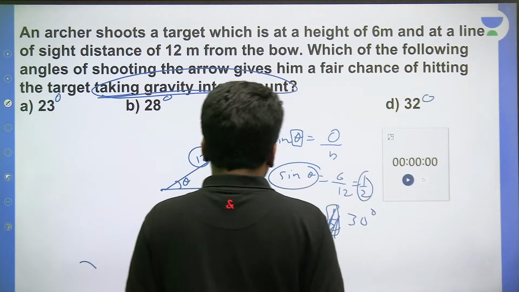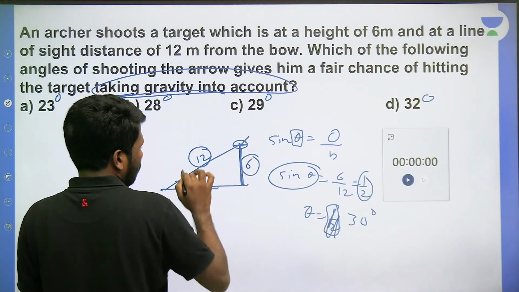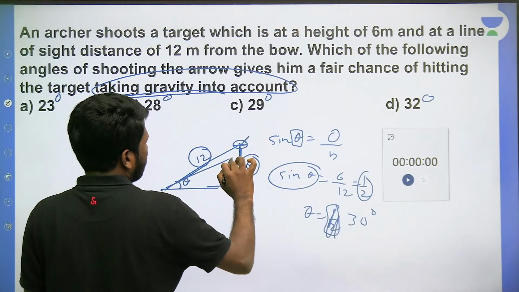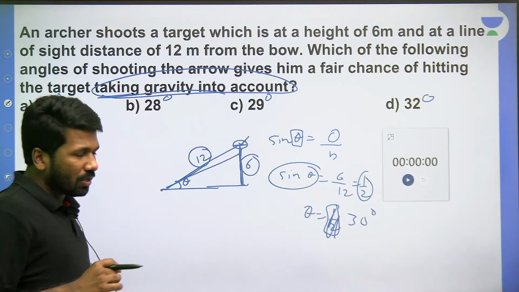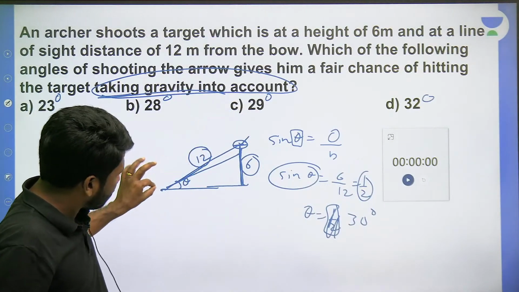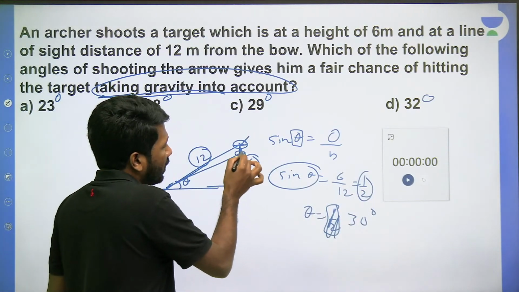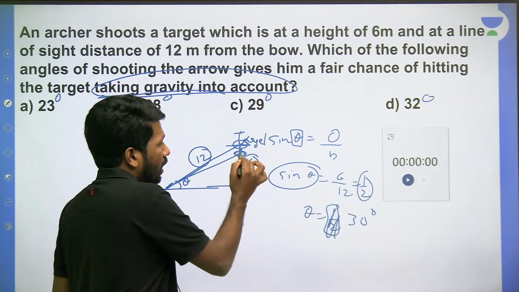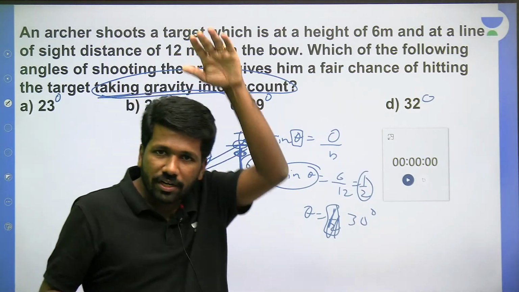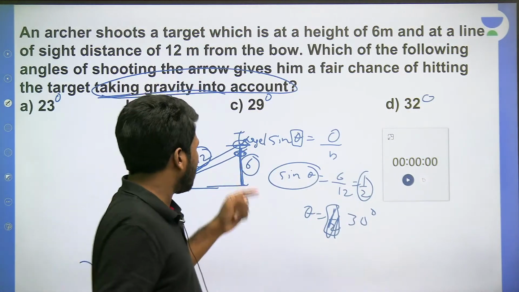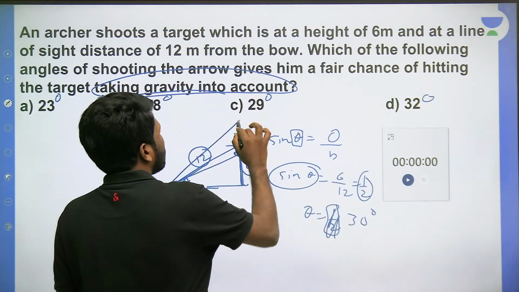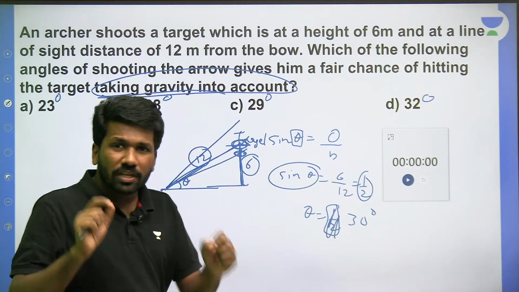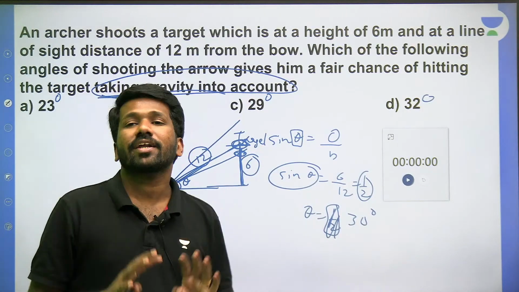Due to gravity, what will happen? For example, if he is targeting like this, when the arrow moves like this, it will bend a bit. Bend means it will not be going this way itself. It will bend a bit and it will hit somewhere below. Here is the target. It will hit below the target because gravity will push it down. So to hit the target, we should aim a little higher so that the gravity effect will cancel out and reach the target. We cannot say how much higher. We can only say a little higher.